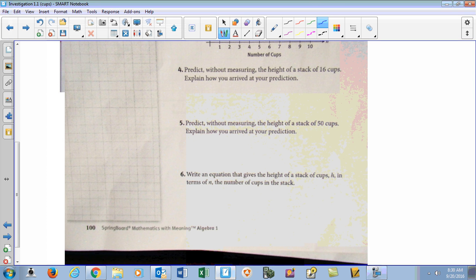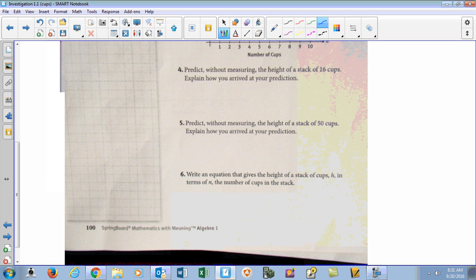So what group wants to share their prediction for number 4 when you stack 16 cups? And remember, we're all going to have different data, so we're just looking at more of the procedure than the actual number. So understand that you had different sizes, so some people are going to have different data than you. Okay? But what was your prediction for 16 cups?